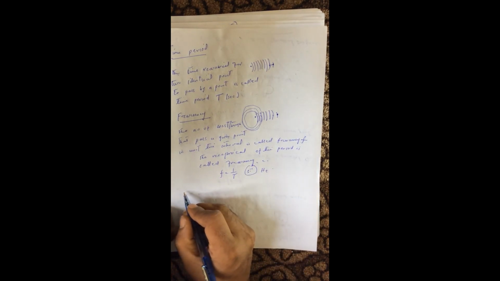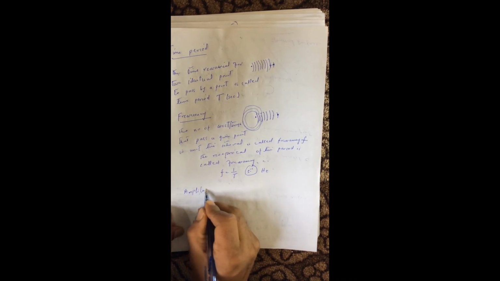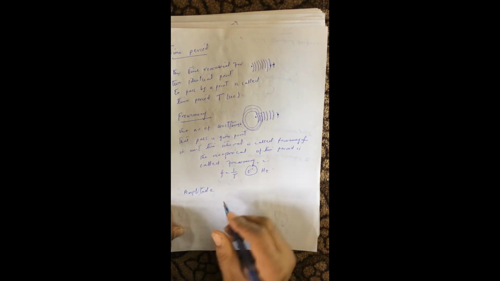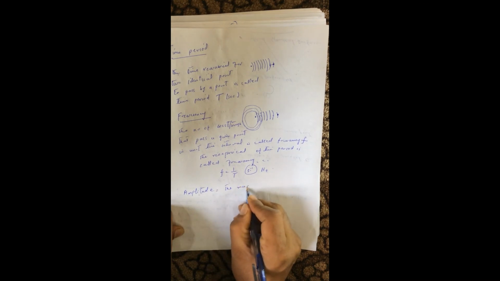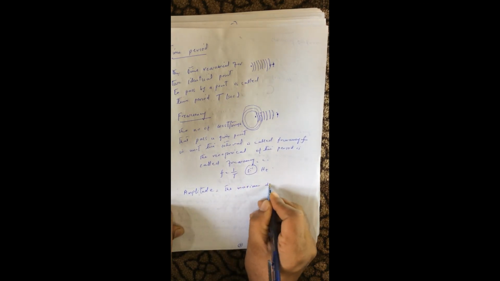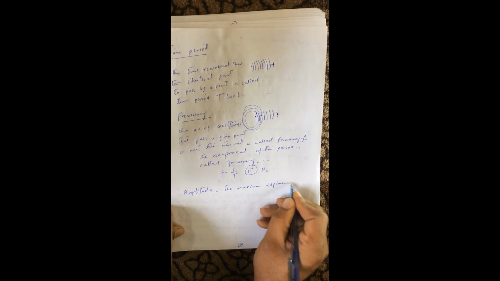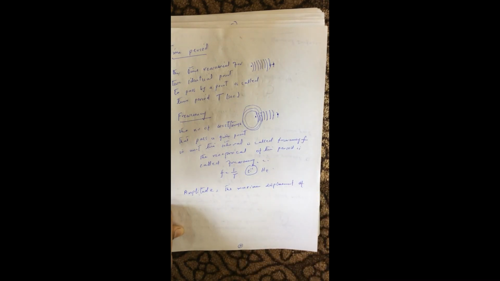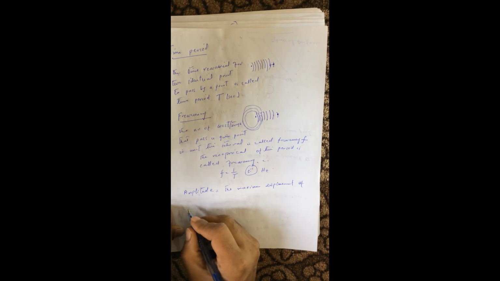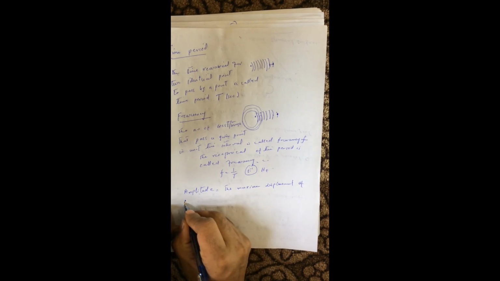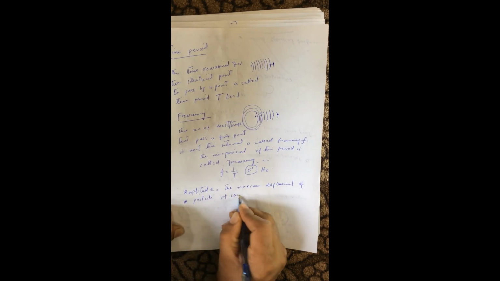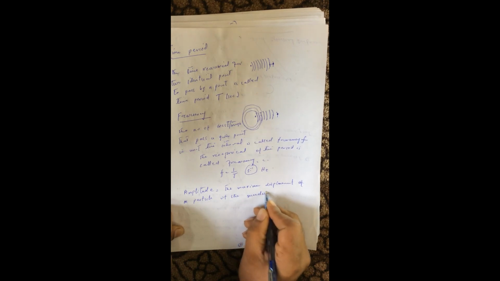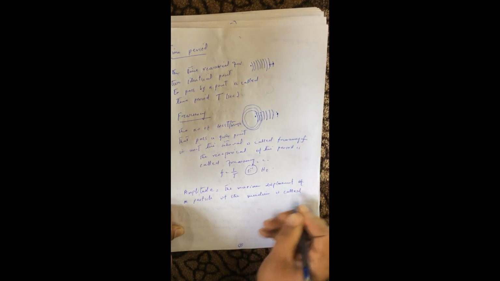And next we have another quantity which is associated with the wave, which is called amplitude, which we already discussed before. The maximum displacement of a particle of the medium is called amplitude.